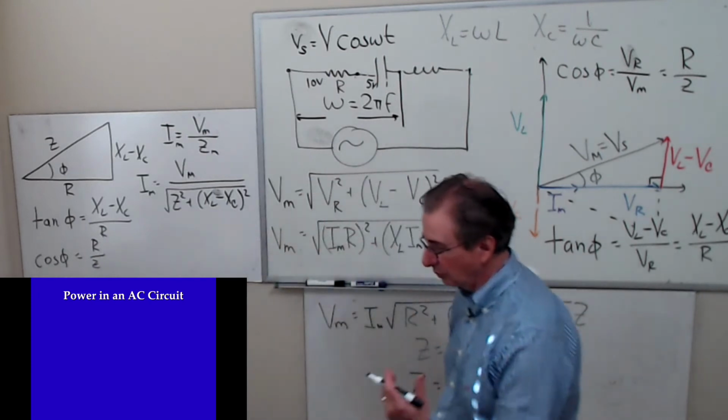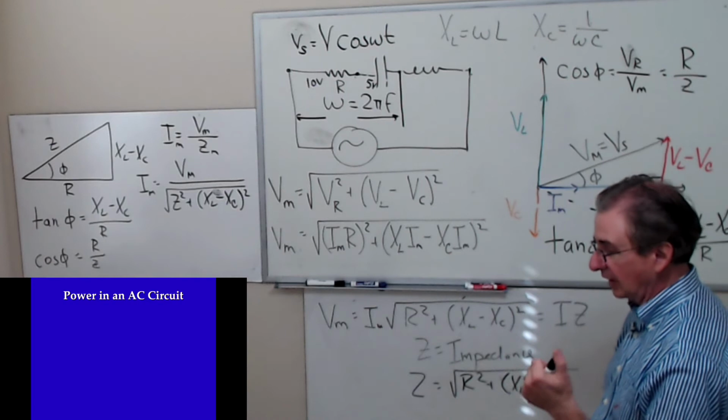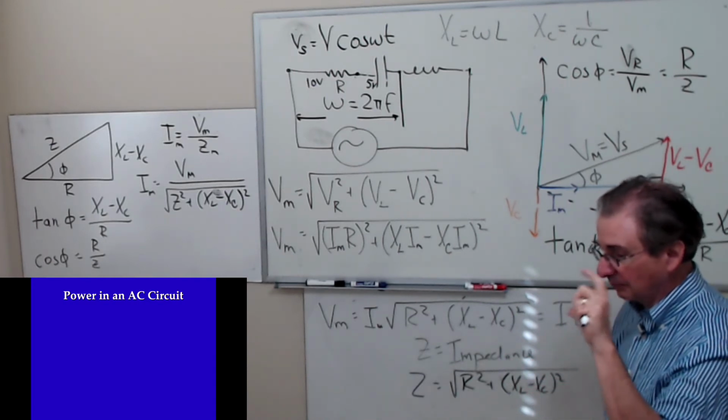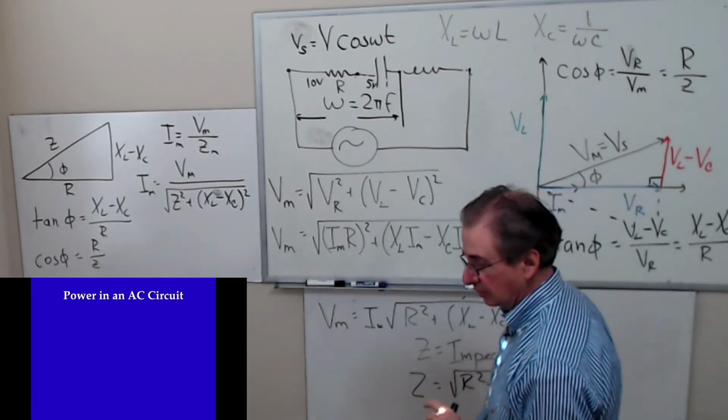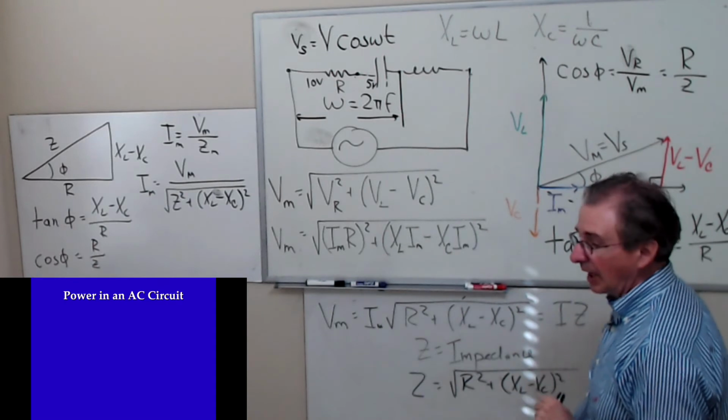And again, when we're analyzing AC circuits, we're really looking at the phase angle and the V's. That's really what we're looking at: the amplitudes, the capital V's. Okay. All right. So what about power in an AC circuit?